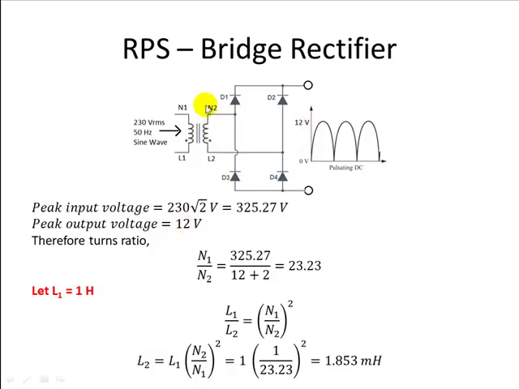So let us try to calculate the turns ratio that is required for the step down transformer. N1 is the number of turns in the primary side, N2 is the number of turns of the secondary. So N1 by N2 should be 325.27 towards the primary side. Secondary side I should ideally have 12, but I have added 2 volt extra.